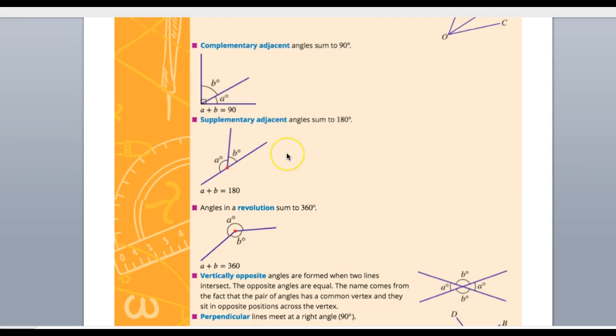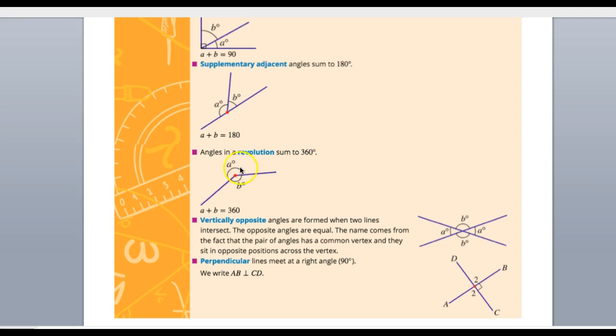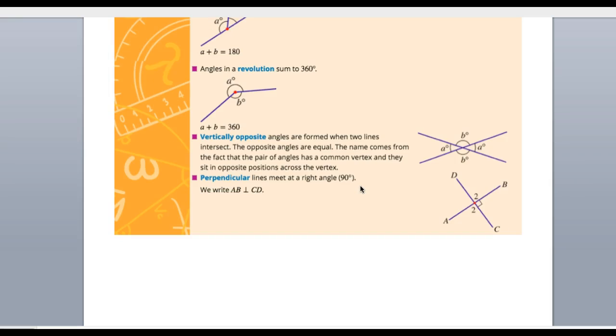Supplementary adjacent angles sum to 180 degrees. So you can see here if you start from one line and go to the other, back to the same line, it's 180 degrees. So here A and B is equal to 180. Angles in a revolution sum to 360. So we have A and B, and then we're doing a full revolution there. So it's 360 degrees.